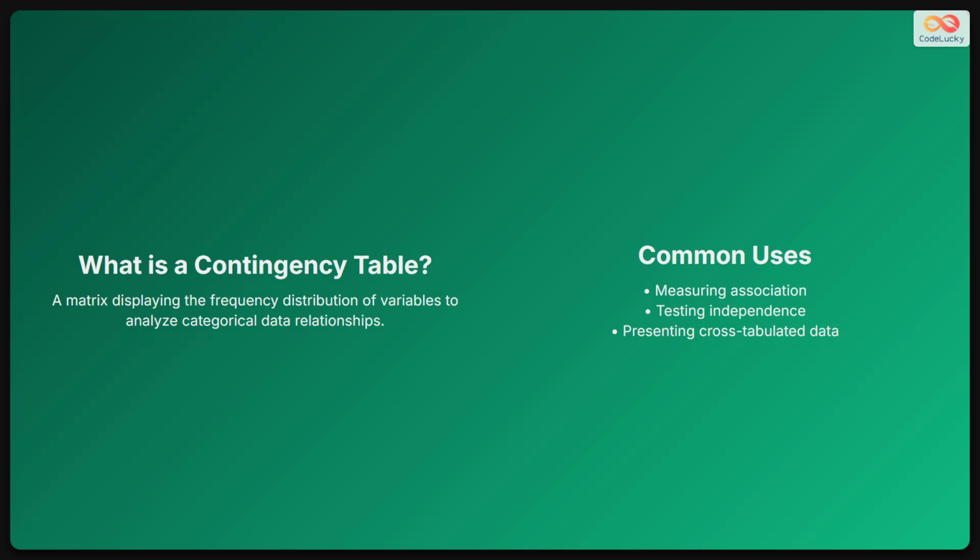A contingency table is a matrix that displays the frequency distribution of variables, allowing for analysis of relationships in categorical data. Common uses include measuring association between variables, testing for independence, and presenting cross-tabulated data clearly.